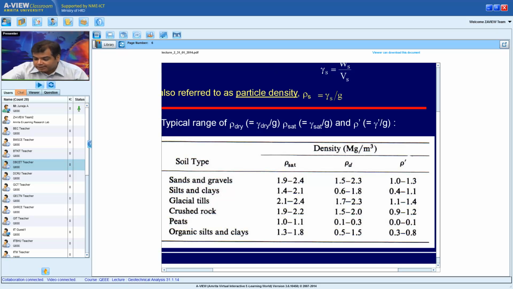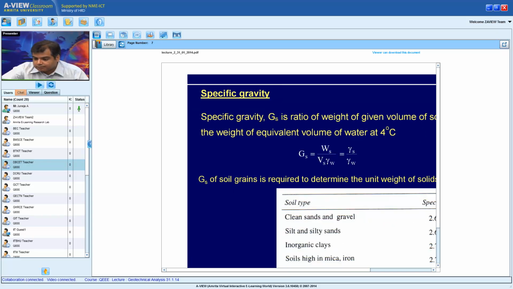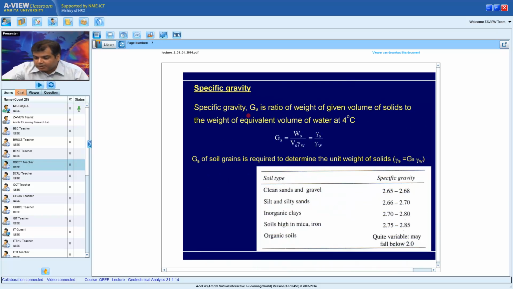Let me move on to the next slide, please. We come to the definition of specific gravity. Specific gravity, remember, is a ratio, so in other words, it's a dimensionless quantity. It's a ratio of the weight of a given volume of solids. The numerator is the weight of solids, and the denominator is the weight of water which has the same volume as the solids.